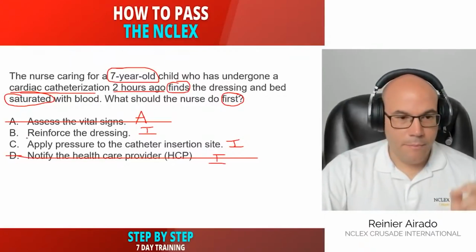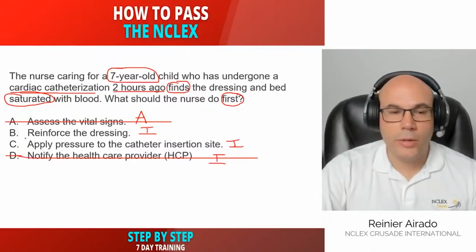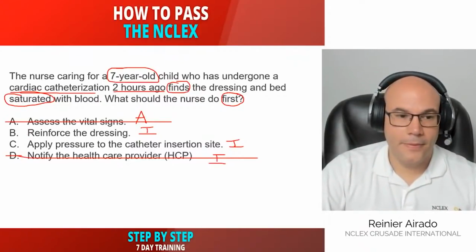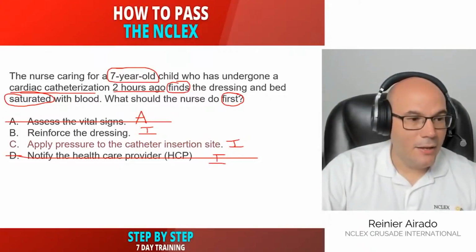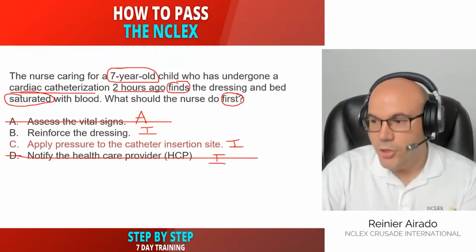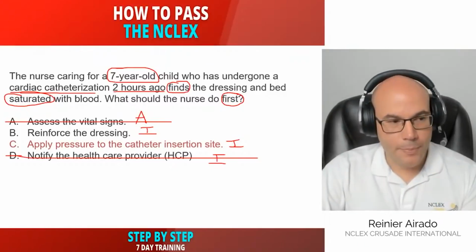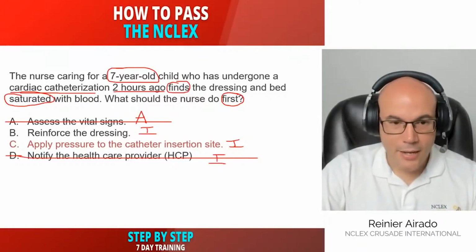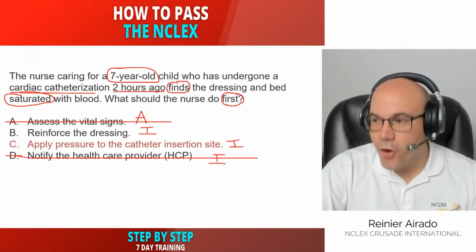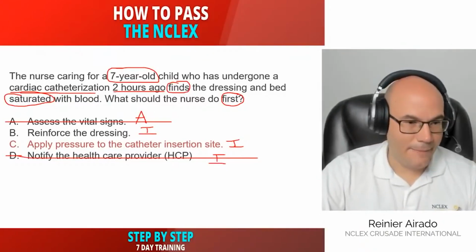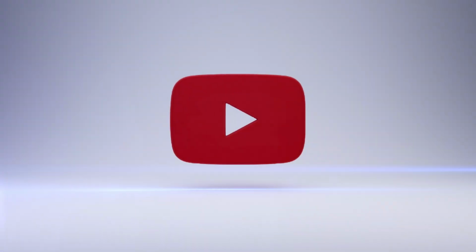Which answer, B or C, is going to help stop the bleeding? Letter C will help stop the bleeding. Apply pressure to the catheter site will help stop the bleeding. Therefore, answer C is my first action over A, B, and D.